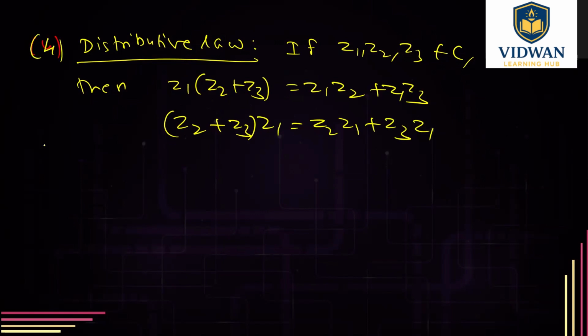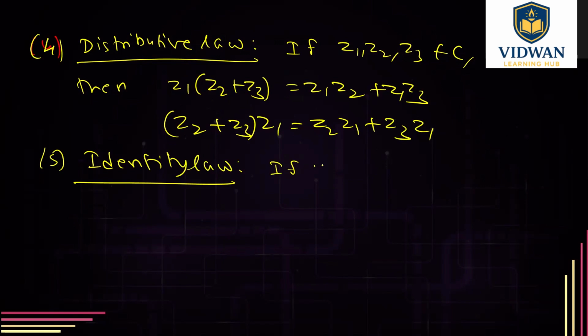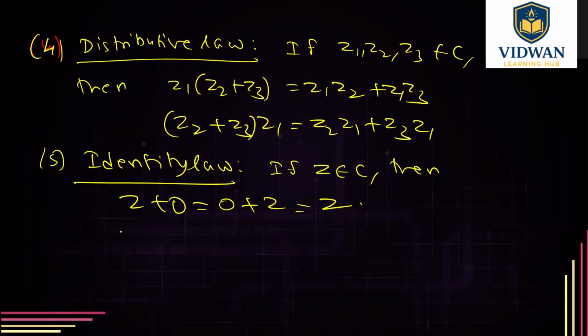And coming to the next rule, we call it the identity law. What does this law state? If Z belongs to complex numbers, then if you add 0, which is also a complex number, to Z, or Z to 0, the result will be Z only. This is called the identity law. And 0 is called the additive identity for complex numbers.